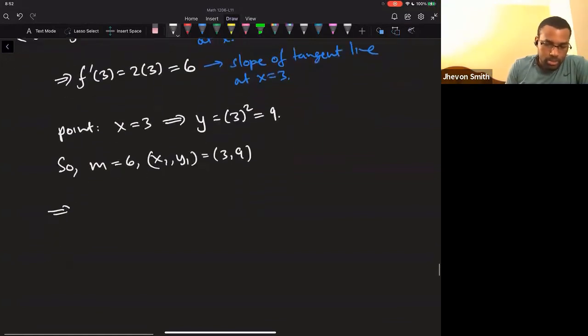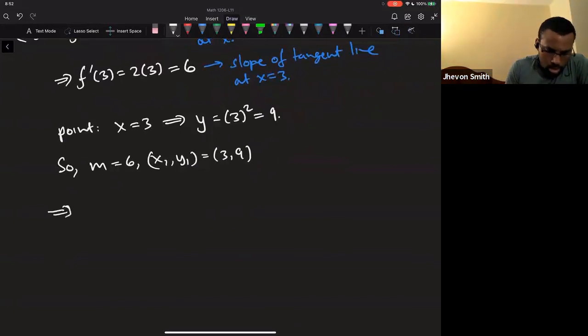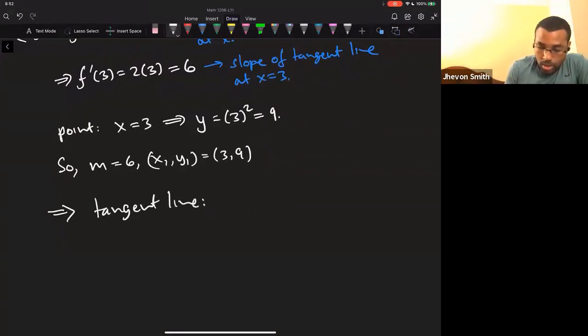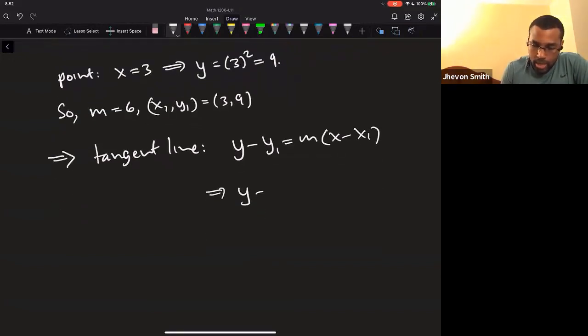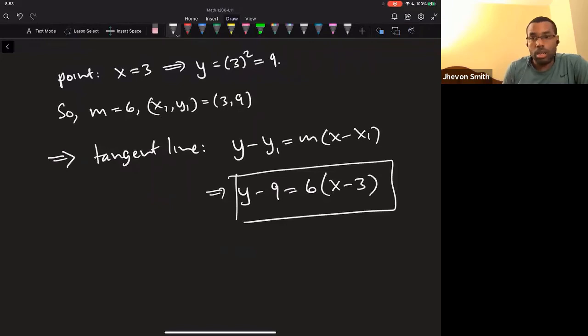This means that our tangent line is the following: y minus y1 equals m times (x minus x1). So it's y minus 9 equals 6 times (x minus 3). And that's the equation of the line.